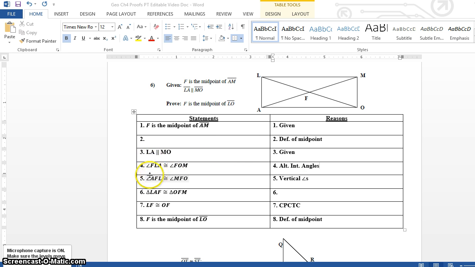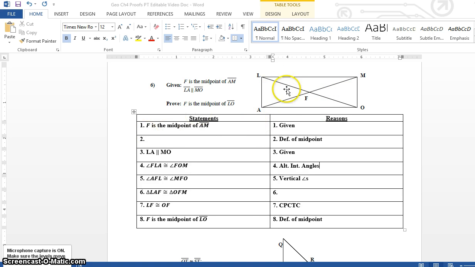And just to double check, we can look at where this is positioned. We have FLA and FOM. Yep, that's true. This one and this one would be alternate interior angles, where LO is the transversal to the parallel lines MO and LA. Awesome. So we're almost done here. We've proven this angle and this angle so far. So I'm guessing they're going to prove this side. Well, they could prove any of the sides actually. But I'm guessing they're going for this one because we know that F is the midpoint of AM. Oh, I guessed wrong. We're using AM.